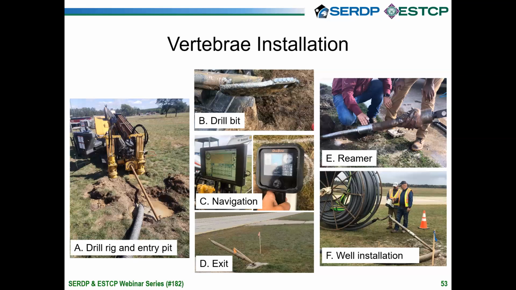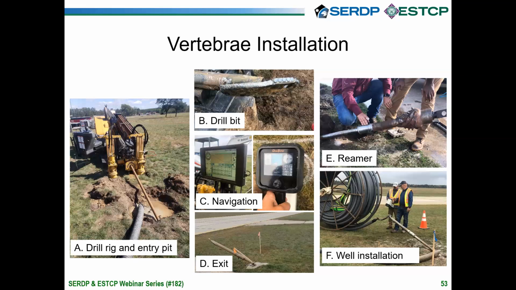Photograph D underscores the control and accuracy of this system. It shows the drill bit exiting the surface about 500 feet away from the drill rig. And as you can see, the drill bit actually hit the stake with the orange flag, which we had used to demark the planned exit location.